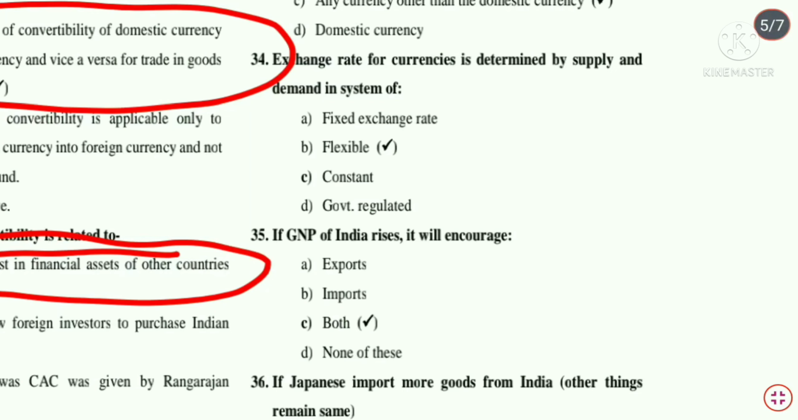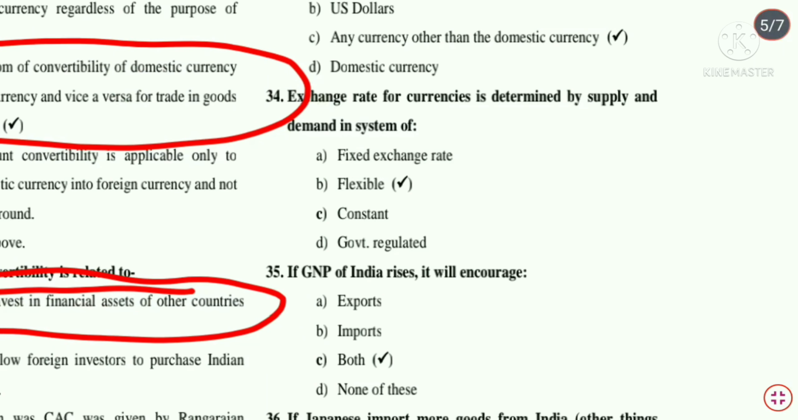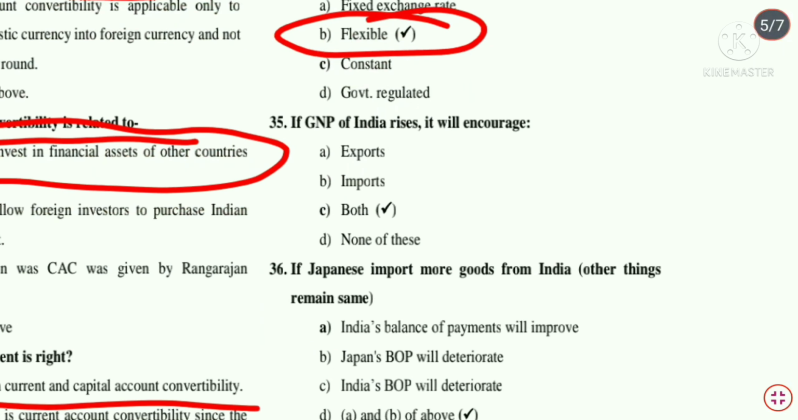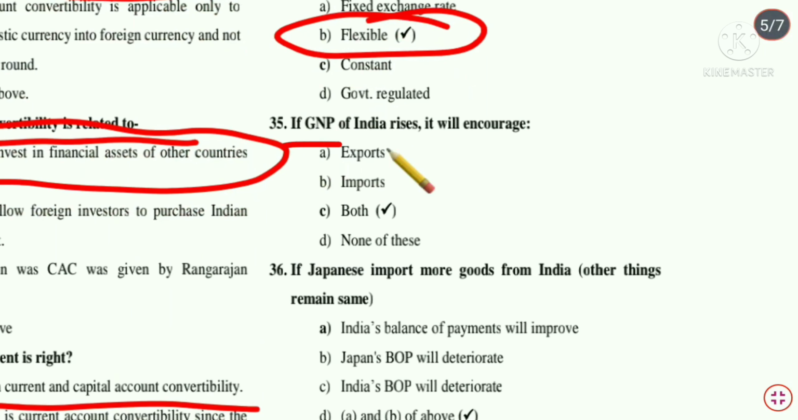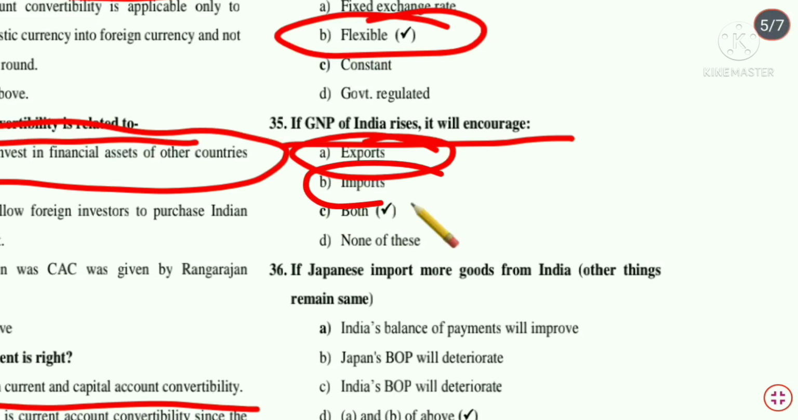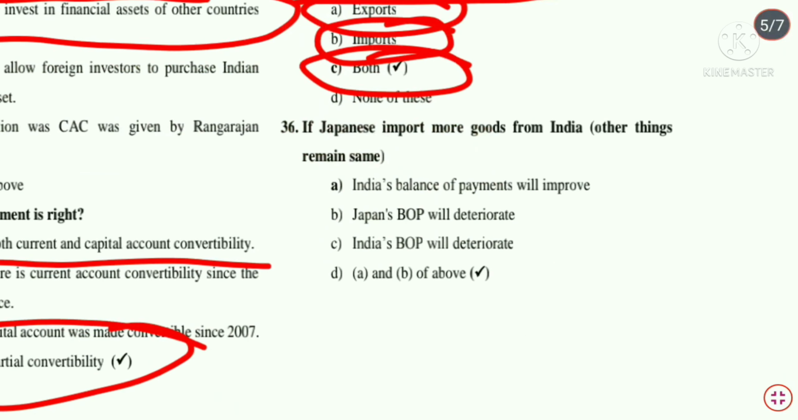So here, option B, flexible, is the correct answer. Next question: if GNP of India rises, it will encourage, what will happen? Exports will be encouraged and imports will also be encouraged. That means both. Option C is the correct answer.